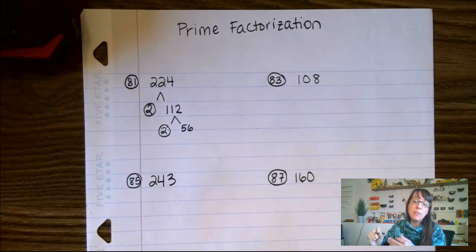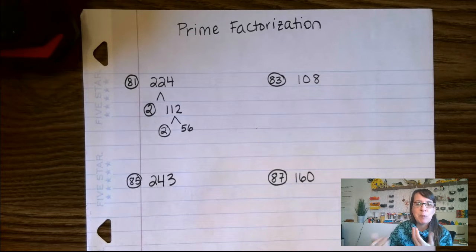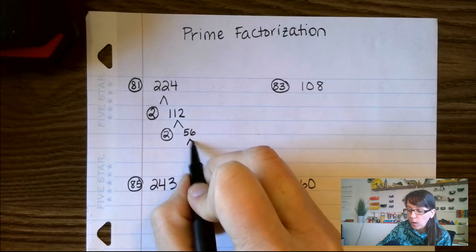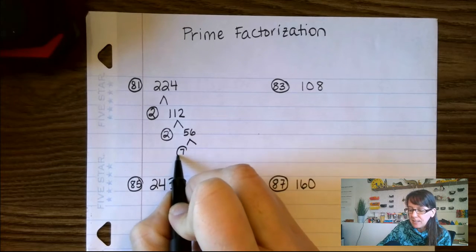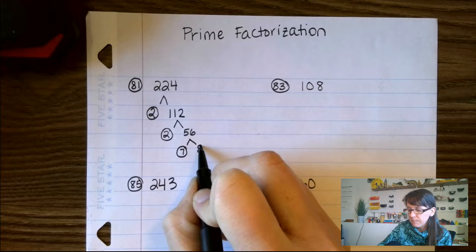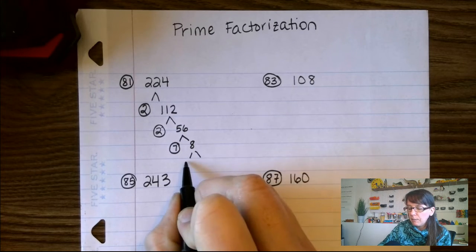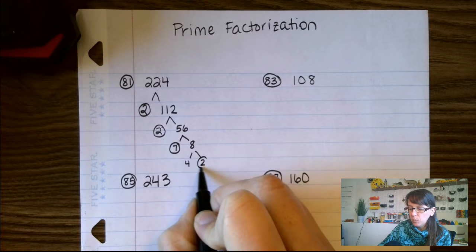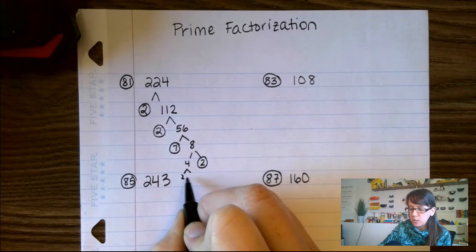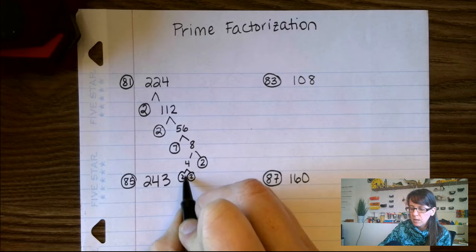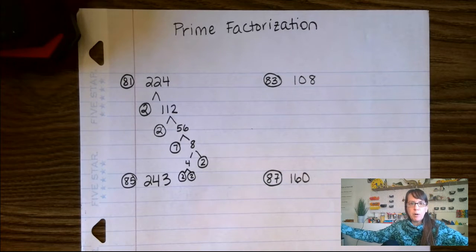Okay, 56. Now, 56 can be broken down even further. I like that it's a more recognizable number because I look at that and I think, oh, right, that's going to be 7, which is prime, times 8. Now, 8 is not prime. It is going to be 4 times 2, which is prime. And then this guy is going to be 2 times 2. All right, so now we have all of our prime numbers.